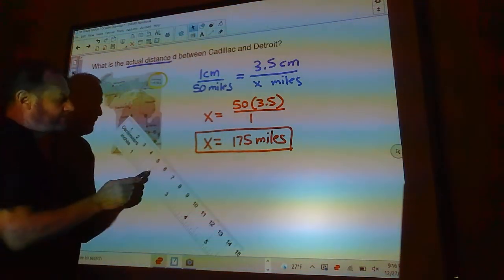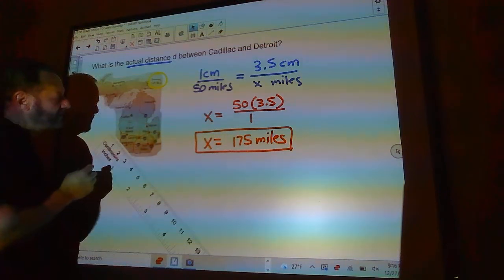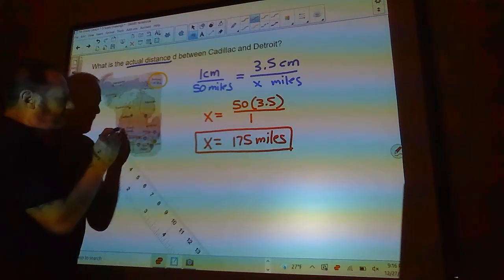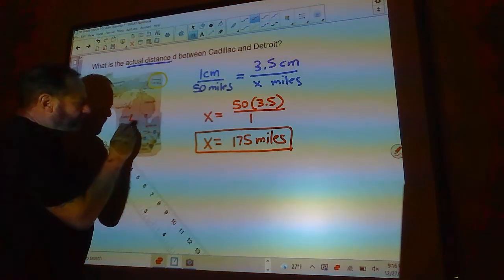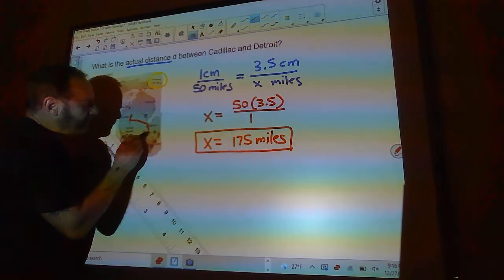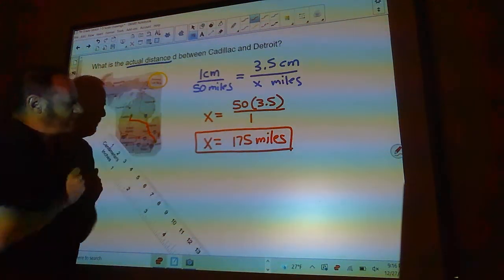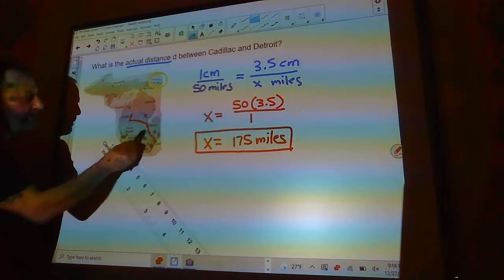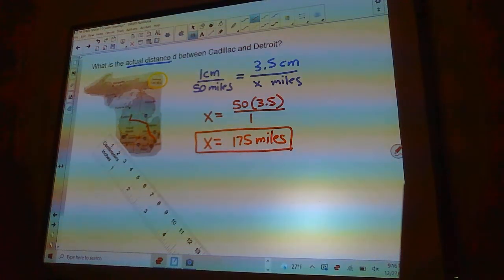Now, if I'm looking at the map, notice that's a straight line right there. The roads do not go in a straight line. So the distance between the two, if I was going to drive it in real life, would probably be much different than going straight there. This is what we call as the crow flies, because the crow can fly directly there.